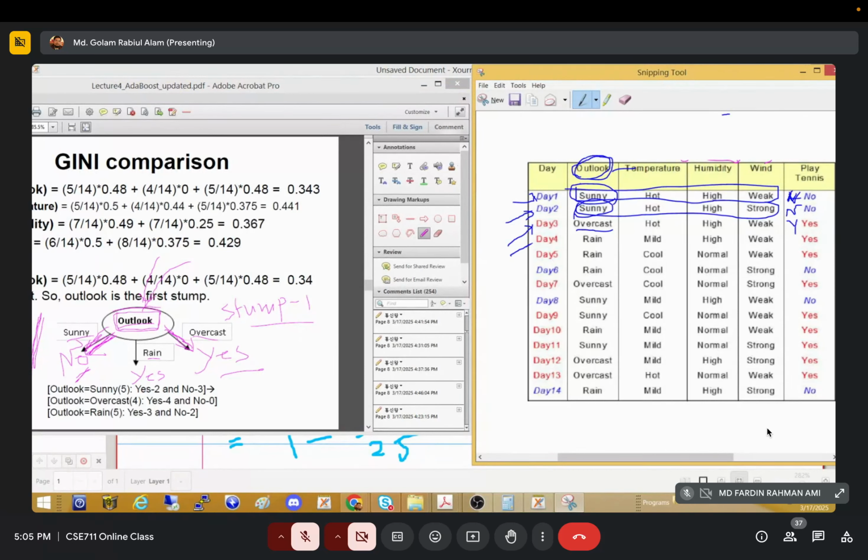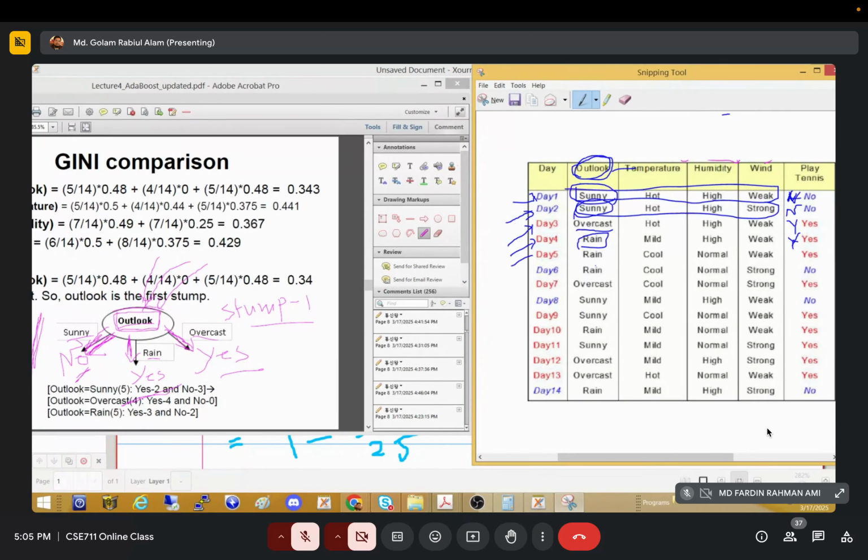Similarly, we have to pass day 4. If we pass day 4 here, again it will check the outlook, and day 4 outlook is rain. If rain, then it will move in this direction, and the output from stump 1 will be yes. So for rain, the output will be yes.